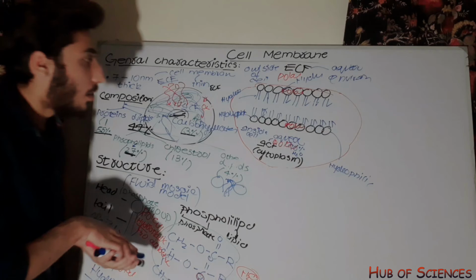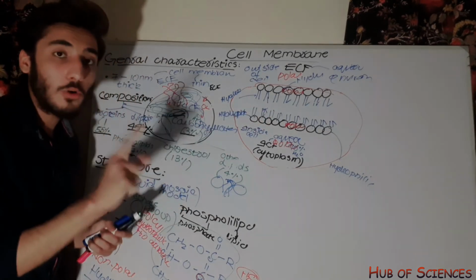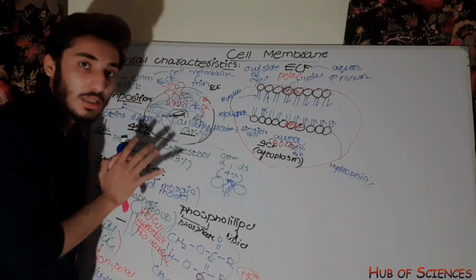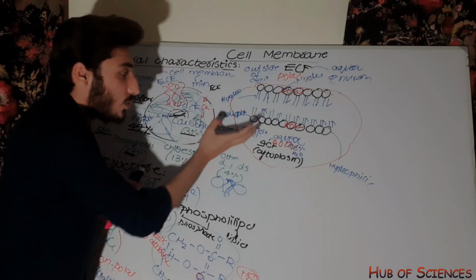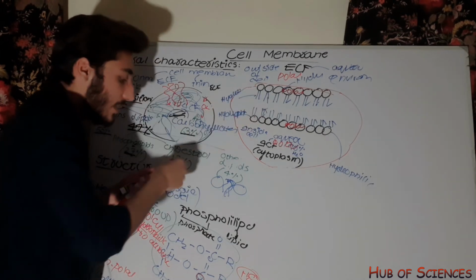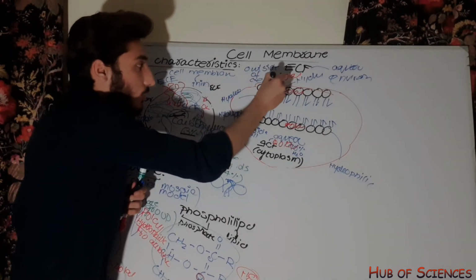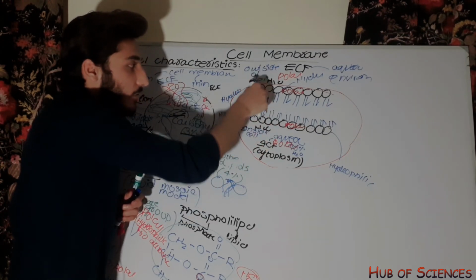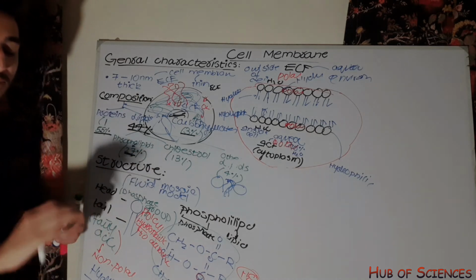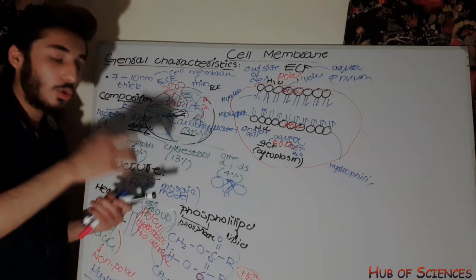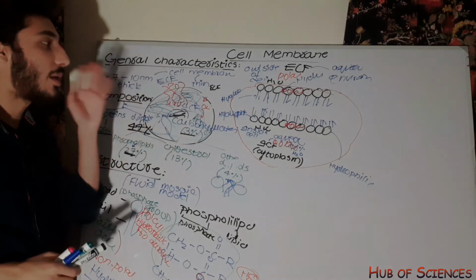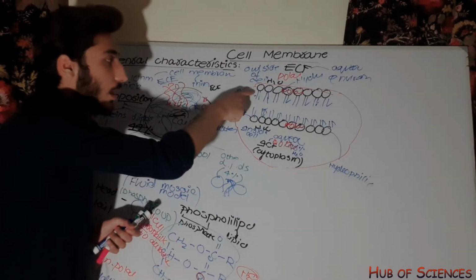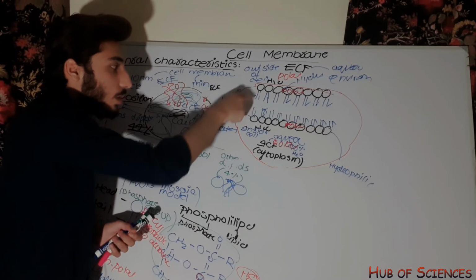That's why. And these tails are hydrophobic, so they repel the water. That's why they extend away from the water. You can see that there is water present here and here, so they will extend away from the water. So according to their structure, hydrophilic or hydrophobic, the cell membrane lies in this way. Now you can see that the cell membrane constitutes a lipid bilayer.